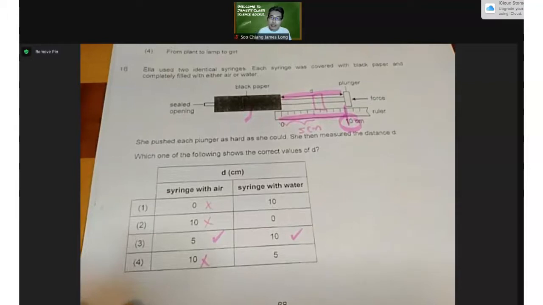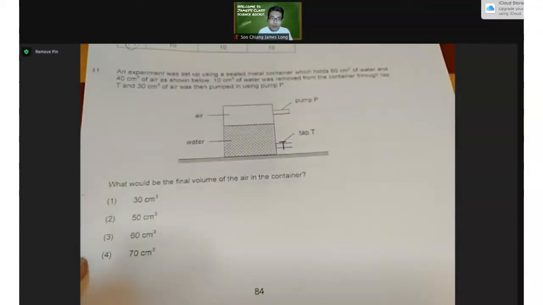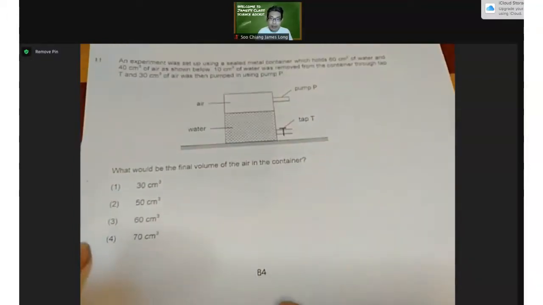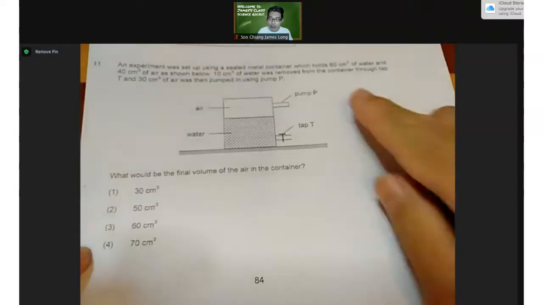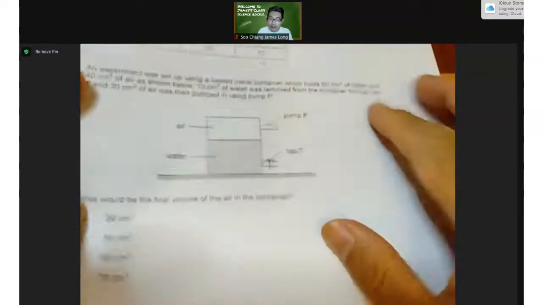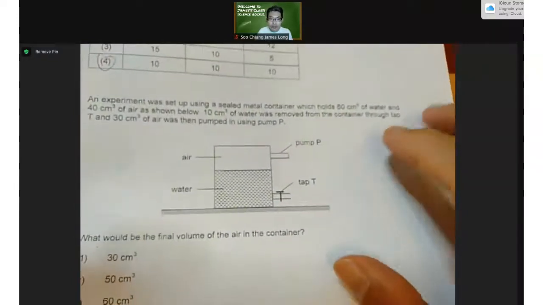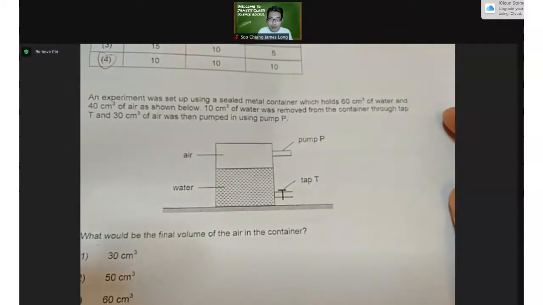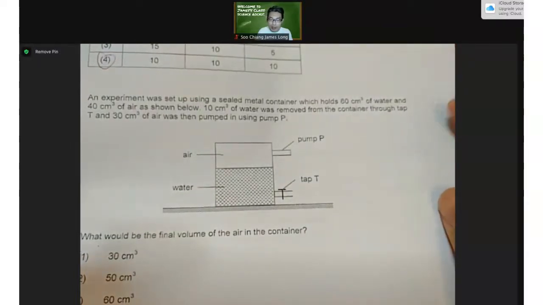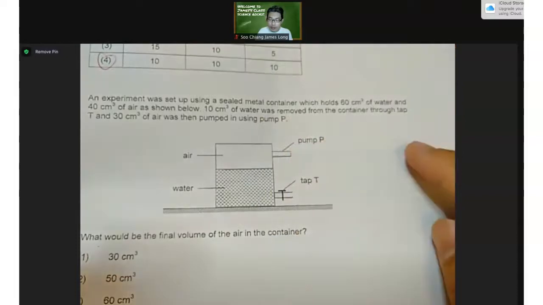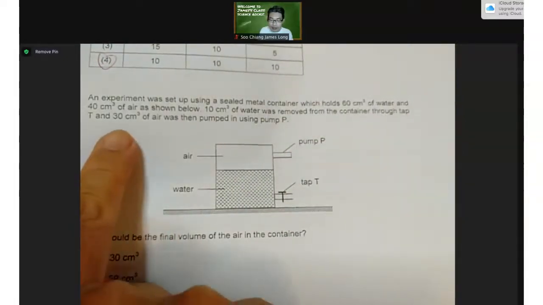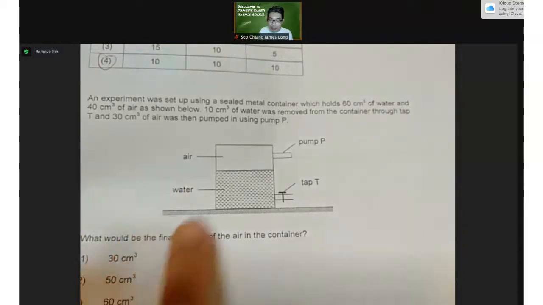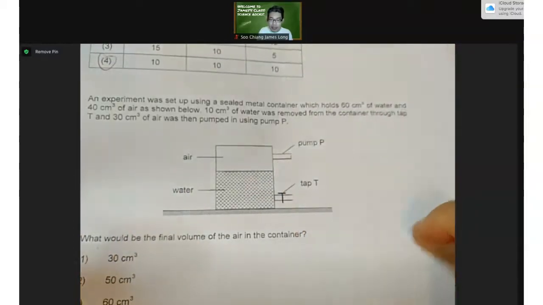Now let's go to the next question. This is question 41 on page 84. An experiment was set up using a sealed metal container which holds 60 cubic centimeter of water and 40 cubic centimeter of air as shown below. Now 10 cubic centimeter of water was removed from the container through the tap, and 30 cubic centimeter of air was pumped in using pump P.